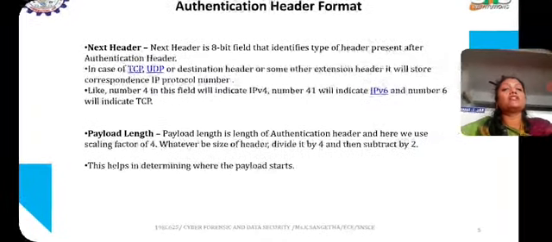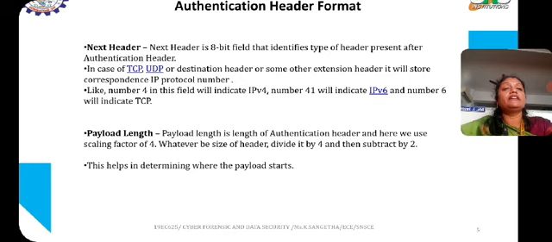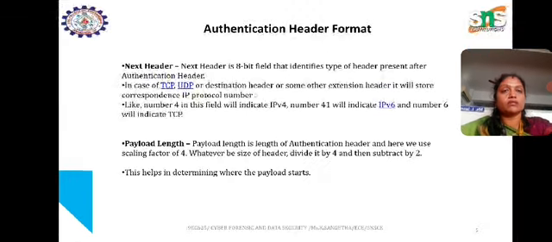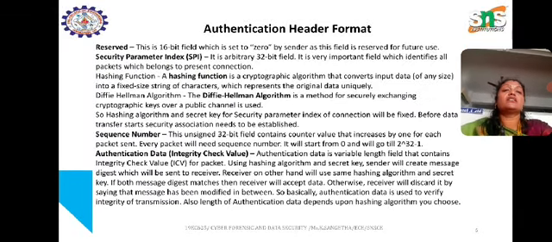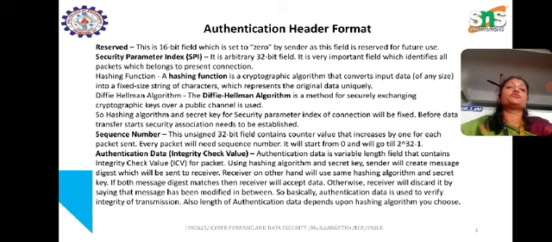Payload length is length of authentication header, and here we use a scaling factor of 4. Whatever be the size of header, it is divided by 4 and then subtracted by 2. So this helps in determining where the payload starts. And a reserved 16 bits field which is set to 0, reserved for future use. And security parameter index SPI, it is an arbitrary 32-bit field. It is a very important field which identifies all packets which belong to the present connection.